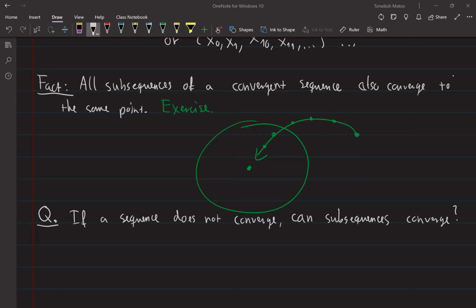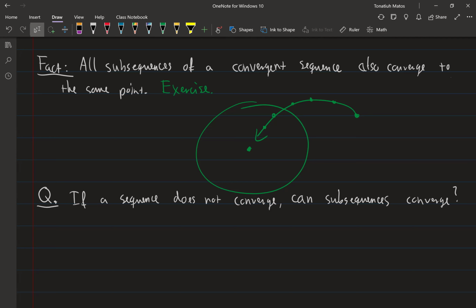So the sequence 0, 1, 0, 1, 0, 1 alternating is not convergent because it doesn't approach anything, right? You just have to circle around any point and eventually it keeps jumping between 0 and 1. But the sequence of odd terms, which is just the zeros, or the other one, which is just ones, those converge because they're constant, right? Of course, they converge to different points.